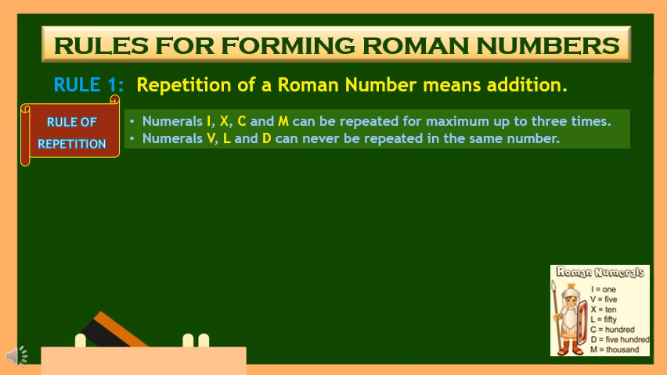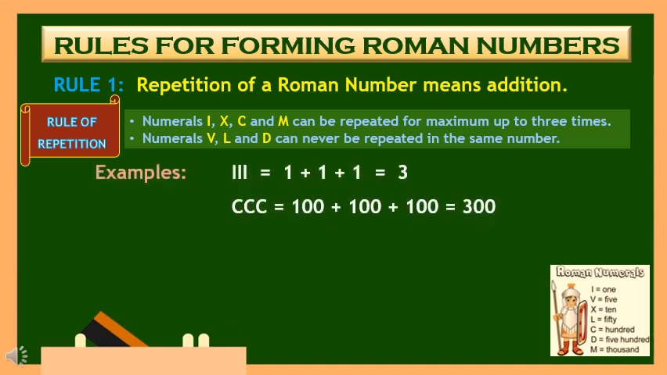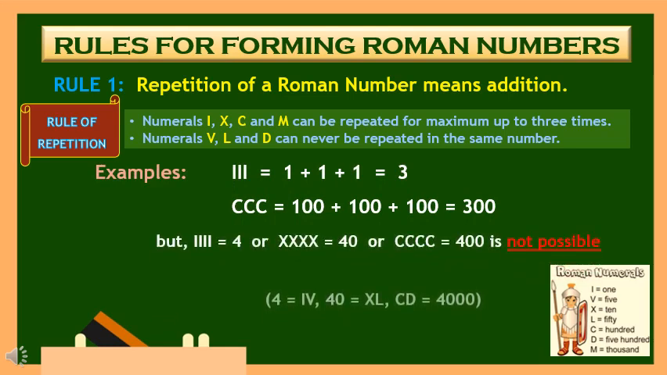However, numerals V, L and D can never be repeated in the same number. For example, to write 3, we write I, I, I. We have written I 3 times, that gives you 3. C, C and C gives you 3 times 100, that is 300.